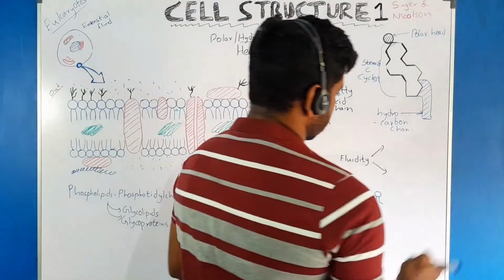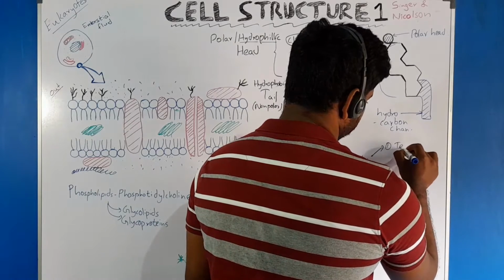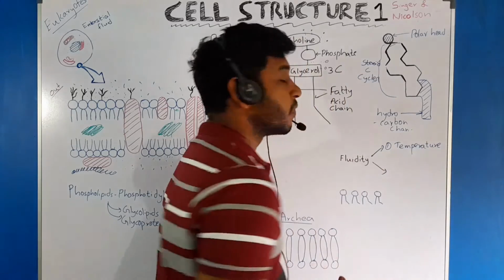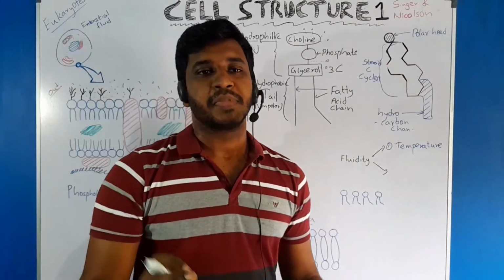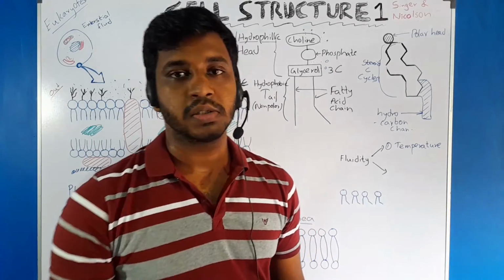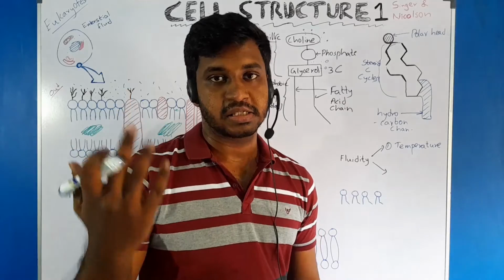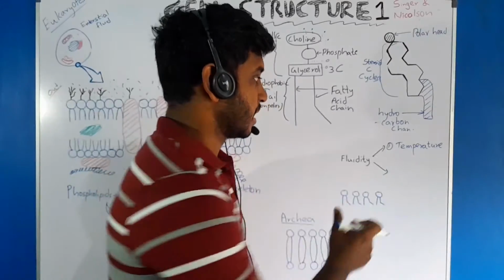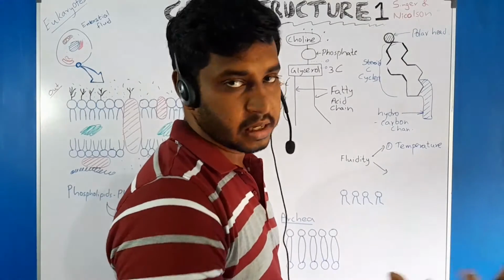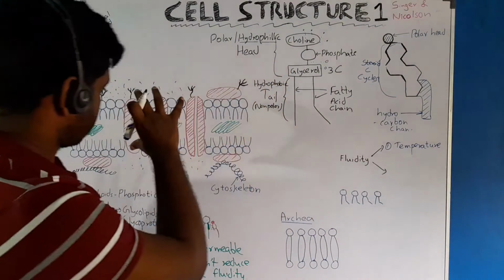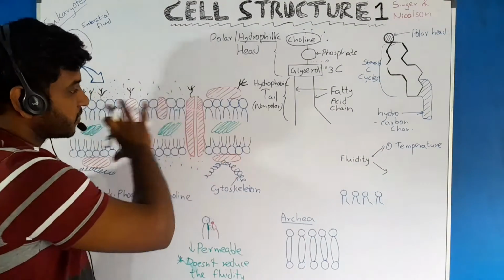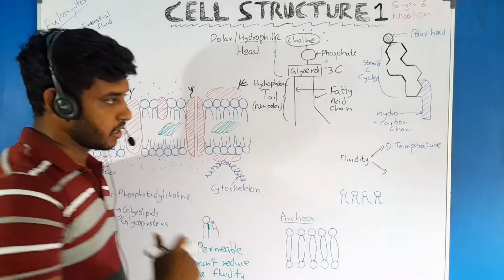The first one is the temperature. You know, when the temperature increases, the motion of the molecules in any substance increases, the speed of the molecules increases. Then the fluidity of a sample is increased. Even in the plasma membrane, when the environmental temperature increases, the fluidity of the plasma membrane increases, right?